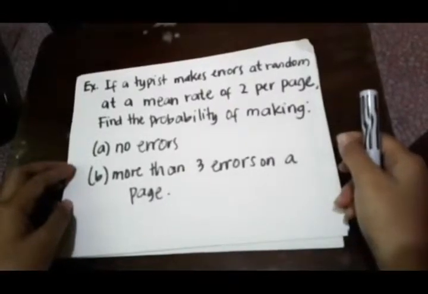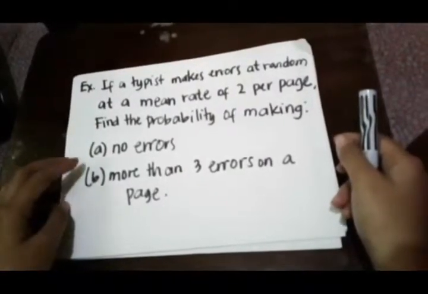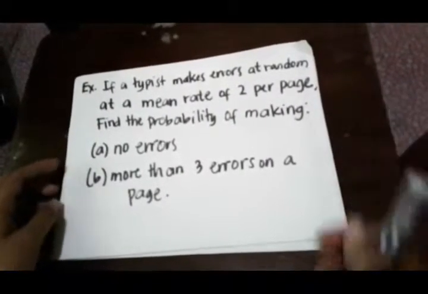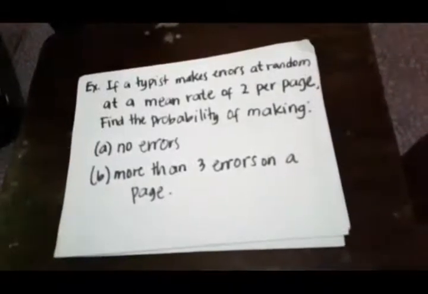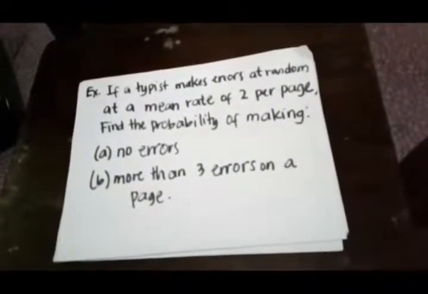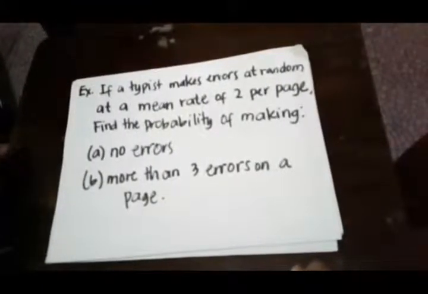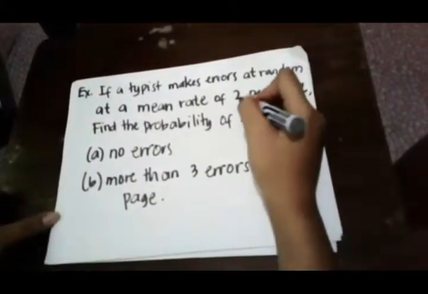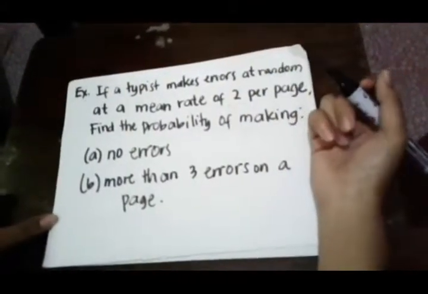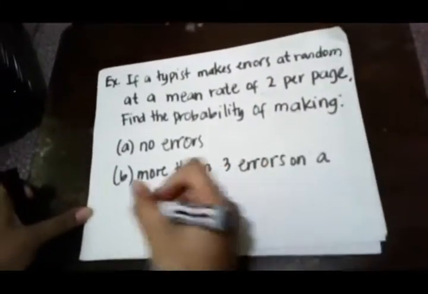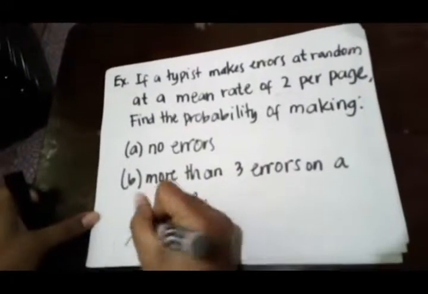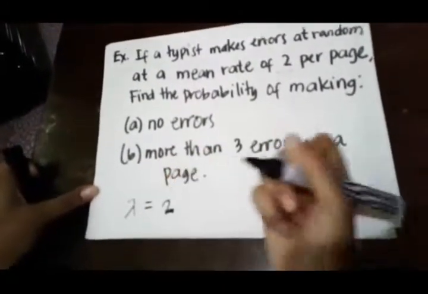Example: if a typist makes errors at random at a mean rate of 2 per page, find the probability of A, making no errors, and B, making more than 3 errors on a page. Note that 2 is the mean rate of the error, meaning lambda is equal to 2.